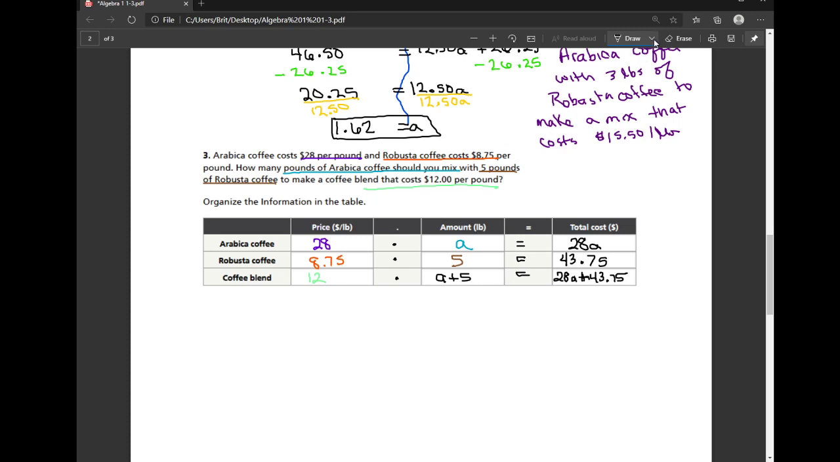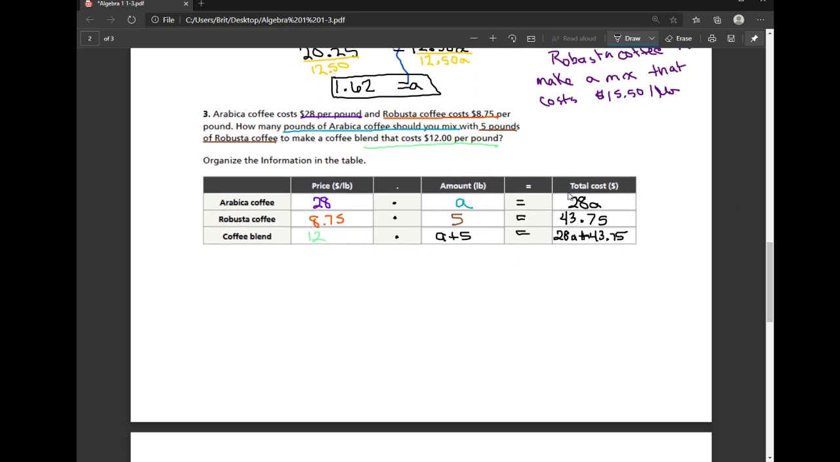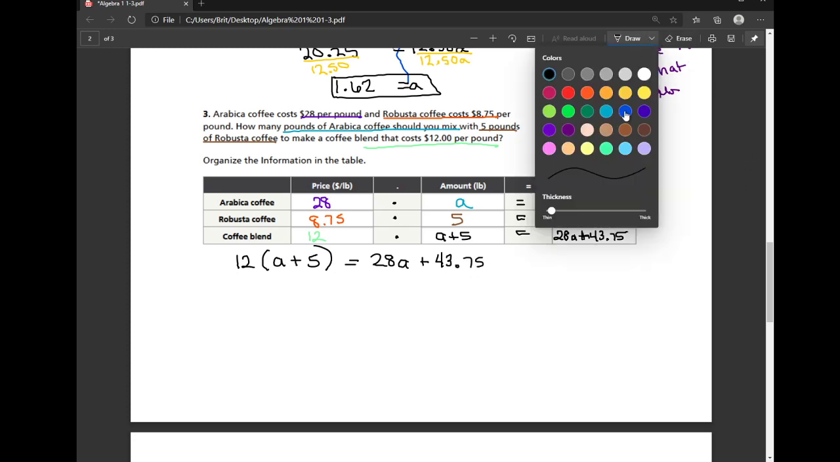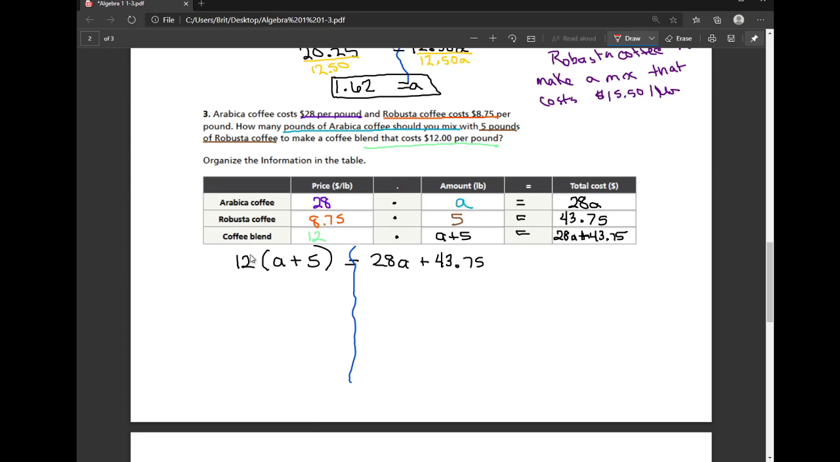Okay. So then we said, well, to solve this out, we're actually going to use this bottom equation, right? Because if I go across this way, my 28s will cancel. So I get 12 times A plus 5 is equal to 28A plus 43.75. I go ahead and I draw my river. We don't like having grouping symbols here, so I'm going to distribute to get rid of my grouping symbols. So 12 times A is 12A, and 12 times 5 is 60. The right hand side doesn't have any like terms or anything, so we are good to just leave it alone.